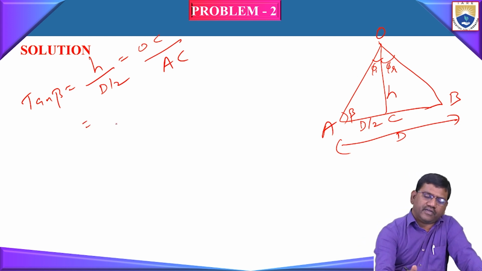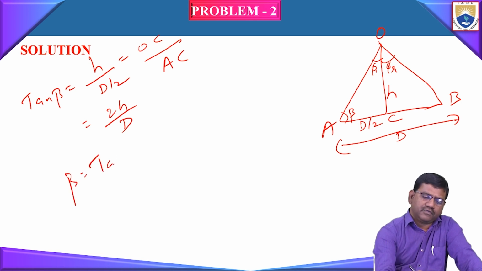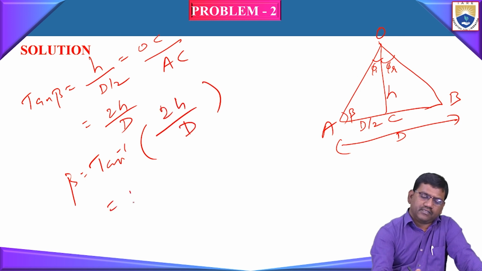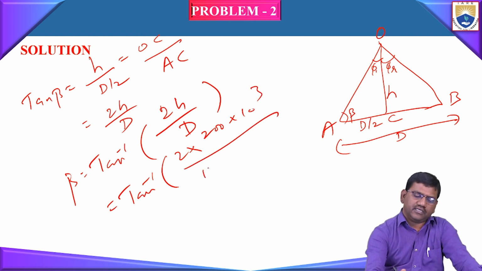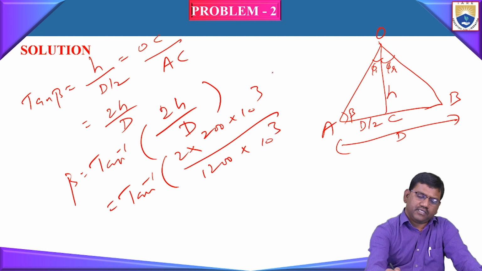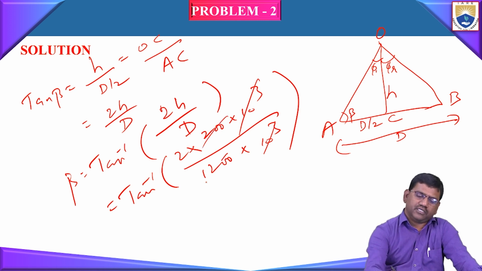So from this equation we can find out 2h by d here. So from this equation we can find out the value of beta here. So beta is equal to tan inverse of 2h by d. So tan inverse of 2 into, what is the value of h given in the problem? It is 200. 200 into 10 power 3 whole divided by the distance, 1200 into 10 power 3 here. So 10 power 3, 10 power 3 get cancelled here. And this is 200 by 1200.